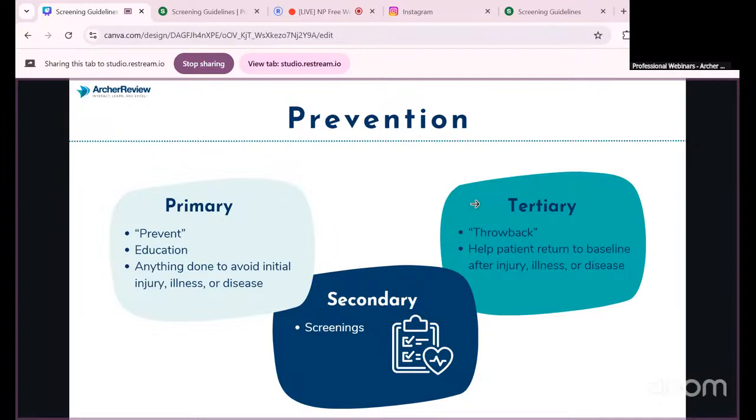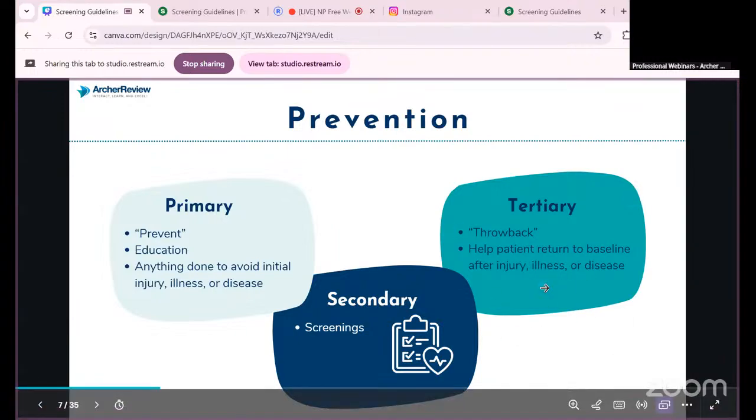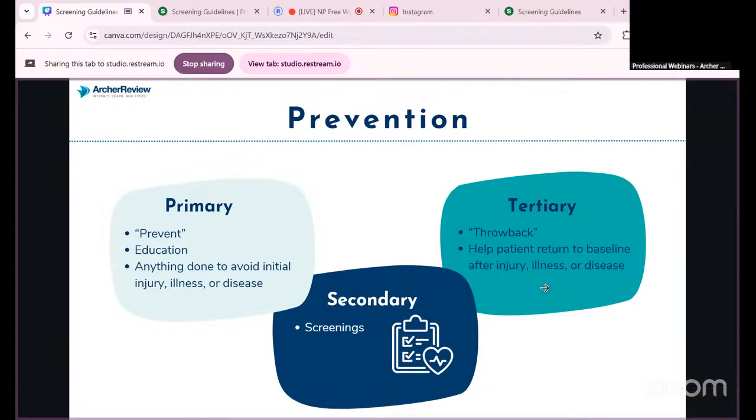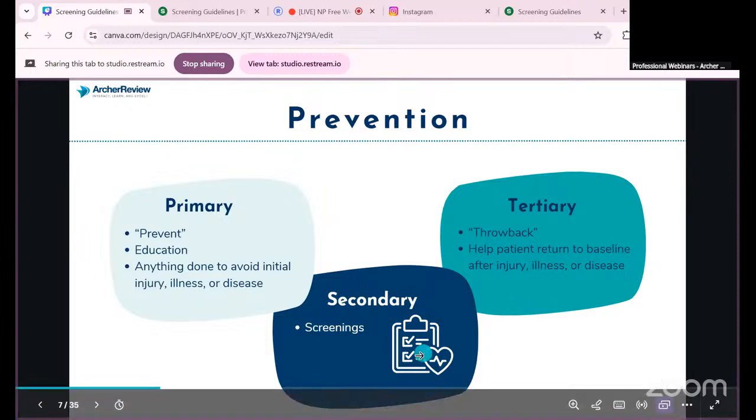And so if you are on a boards test or on some sort of test and you encounter a question that discusses any event that the patient has had and you're trying to bring them back to baseline, you automatically know that it's not going to be primary or secondary, but rather it's going to be tertiary. And I want you to remember T for tertiary, T for throwback, because essentially we're trying to help that patient return to baseline after some sort of injury, illness, or disease.